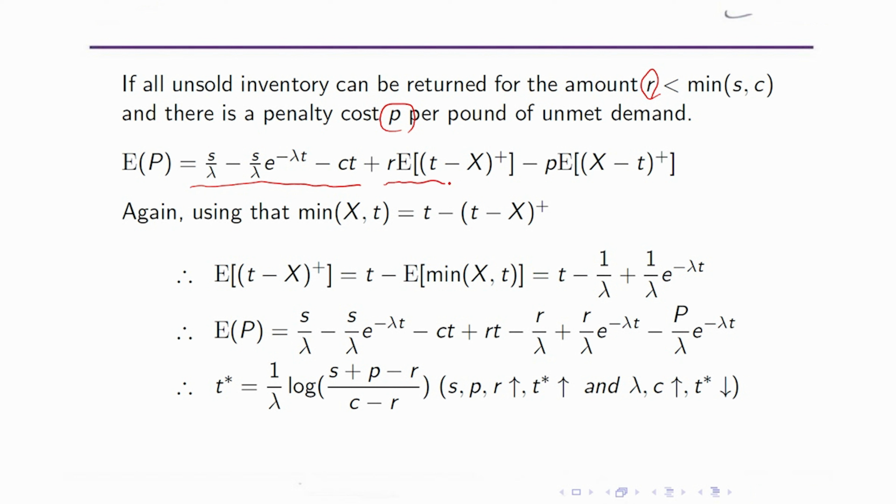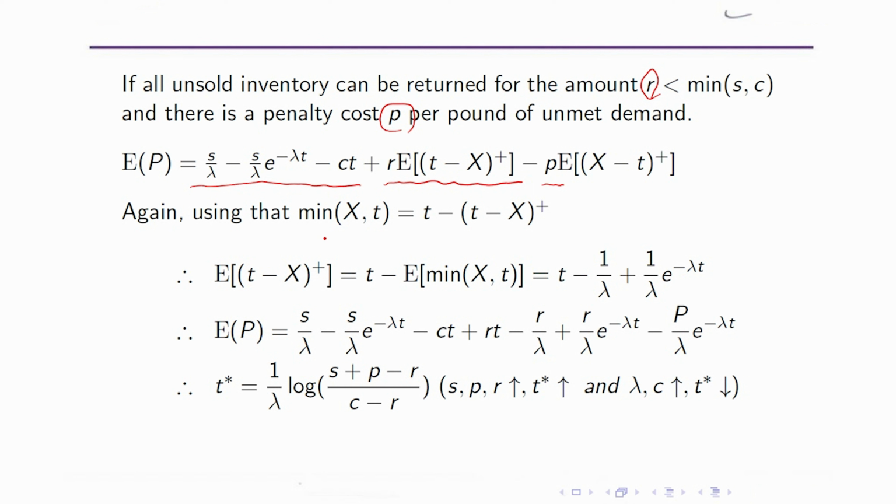First, we have R, right? This is for the unsold inventory. The quantity of the unsold commodity must be T minus X. Recall that T is the order quantity, X is the demand. So (T minus X)+ will be the quantity of unsold commodity, and you take the expectation times R. That is the price you can get back, right? Minus the penalty, that is the expectation of (X minus T)+ times the penalty cost P.